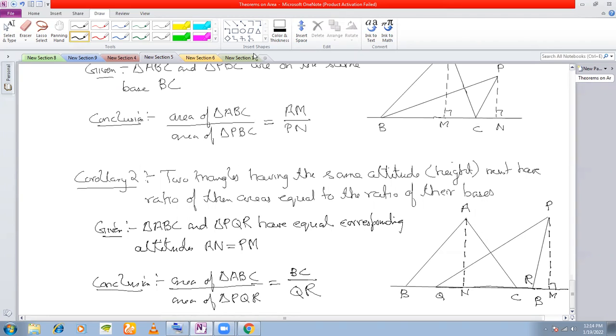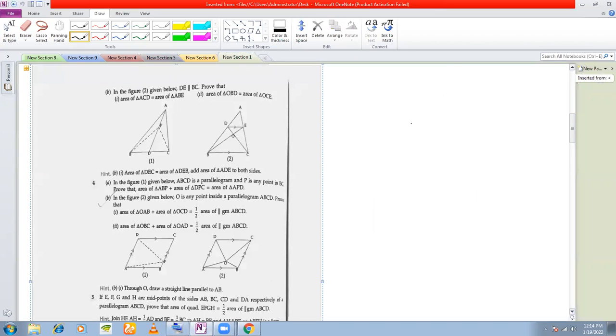Let us now see some problems based on theorems on area. As I told you, strictly do whatever problems I'm doing. You don't need to do any extra problem. For practice, you can, but for your exams, only do those selected problems that I'm doing. Look at this question, 3B. This figure.